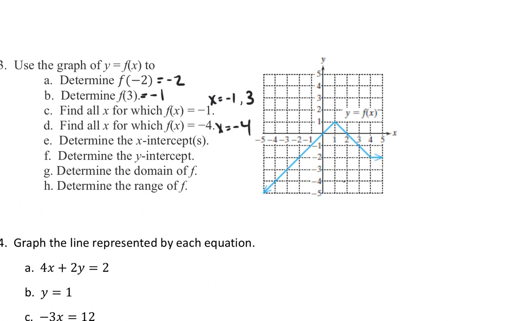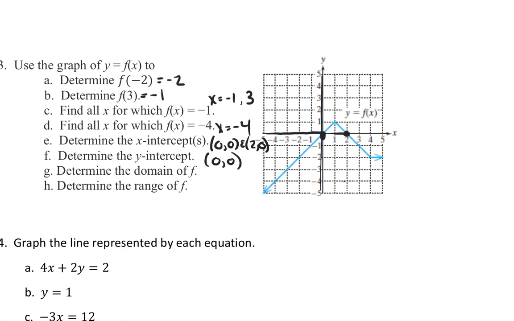Determine the x-intercepts. So everywhere where y equals 0. We go to this line, y equals 0, and see that happens at the origin 0, 0, and at x equals 2. So our x-intercepts are going to be 0, 0, and 2, 0. Determine the y-intercepts, everywhere it touches the y-axis, and that's going to be just at the origin, 0, 0.